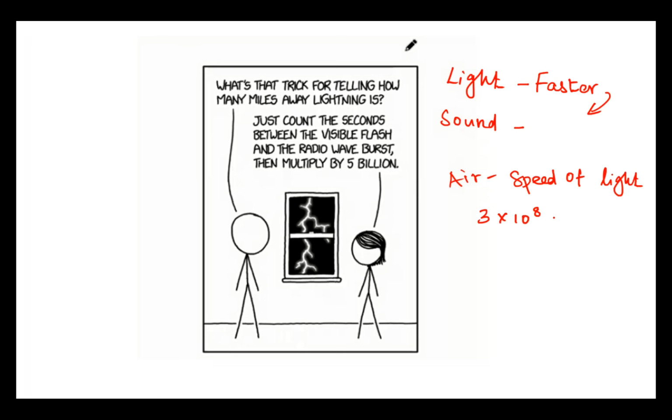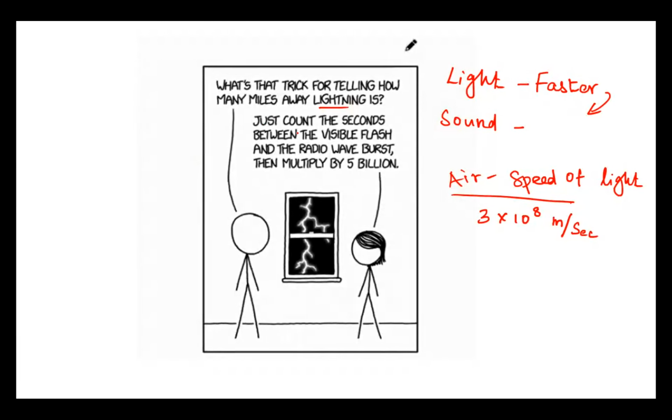Meters per second, right? It is the speed of light in air. From this cartoon, they try to say that light travels faster, and you can use it to measure the distance between the receiver and the origin. In lightning, you can find the distance between the lightning location and the receiver.